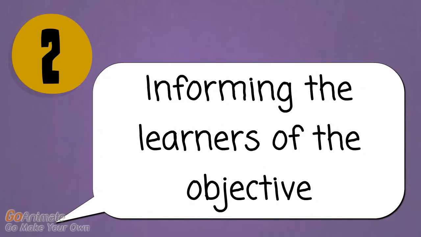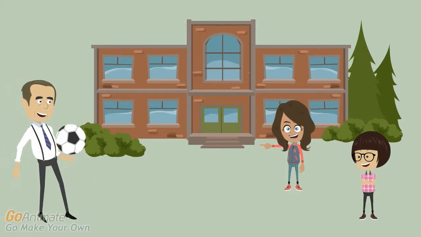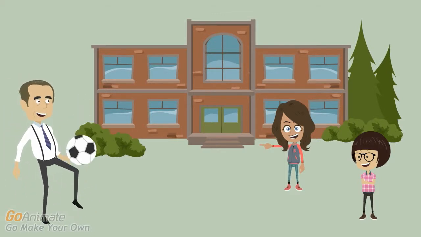Stage 2 is informing the learners of the objective. It's where the teacher describes or demonstrates what the students will be able to do after the lesson.